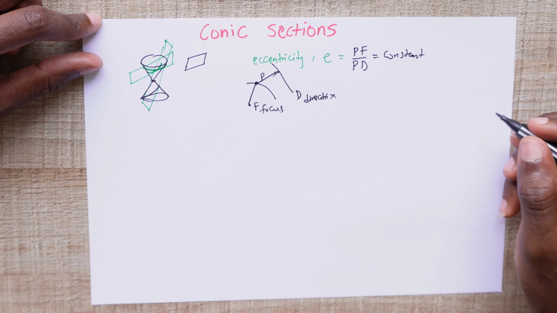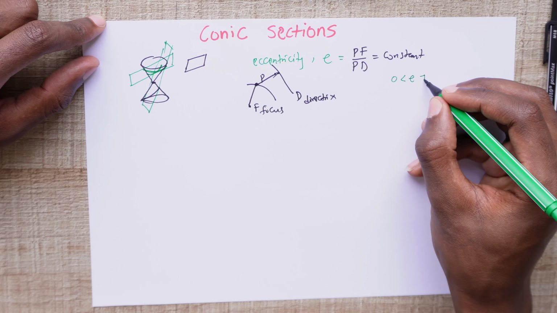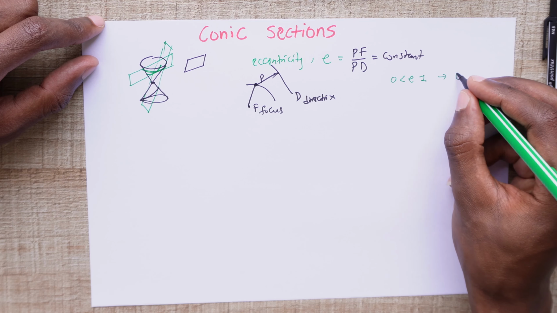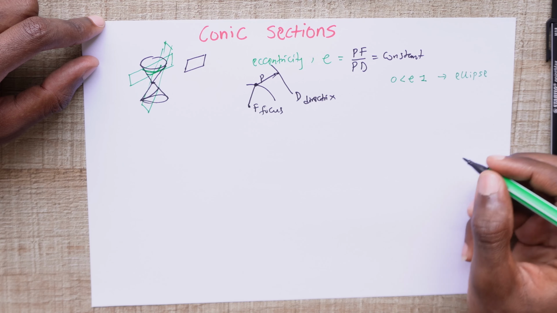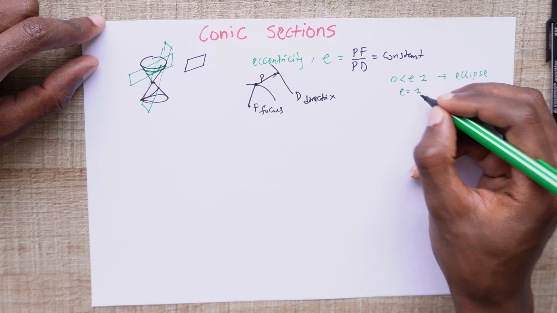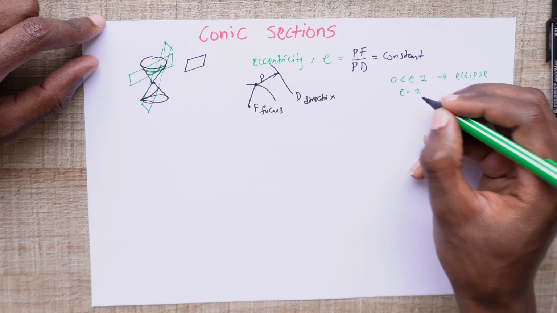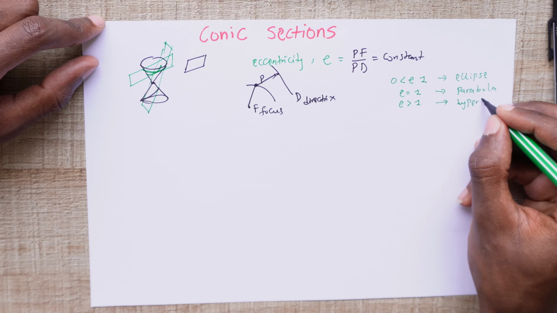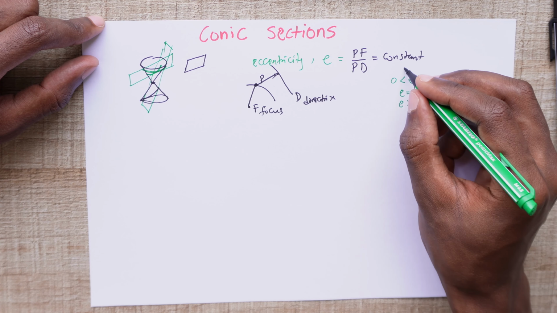If E lies between 0 and 1, then we get the first conic section known as the ellipse. If E is equal to 1, we get the second conic section known as the parabola. If E is greater than 1, we get the third conic section known as the hyperbola. And if E is equal to 0, I ought to have put it first, we get the fourth conic section known as the circle.